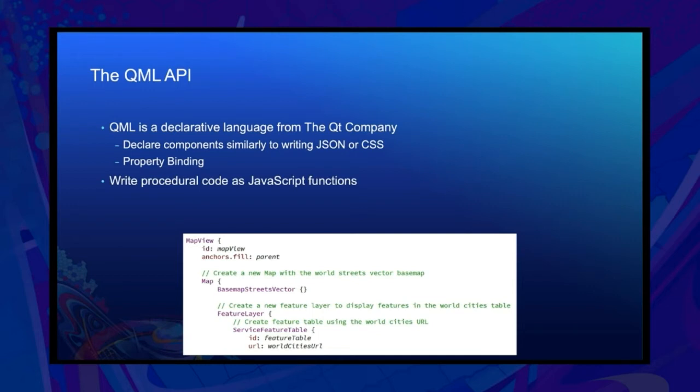If you need to, you do have the ability to write procedural code as JavaScript functions. So for example, when the user clicks on a button or clicks on the map, you might have some procedural code that you want to execute. You can do that through JavaScript. You can create your UIs very rapidly with Qt Quick. There's animations and pre-built controls, so it's really easy to get an application up and running very quickly.